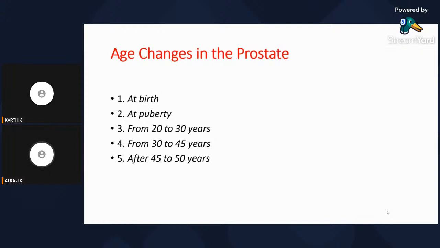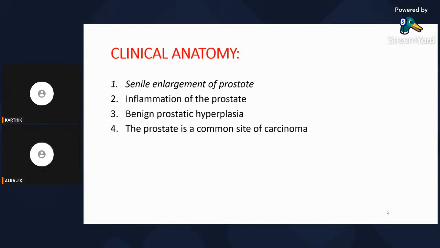The epithelial infoldings gradually disappear and amyloid bodies increase in number. But the most important changes occur in the age after 45 to 50 years. The prostate is either enlarged, called benign hypertrophy, or reduced in size, called senile atrophy. And due to these only, most probably, the diseases are going to occur.